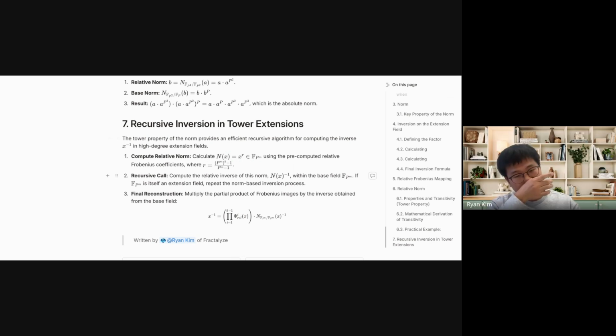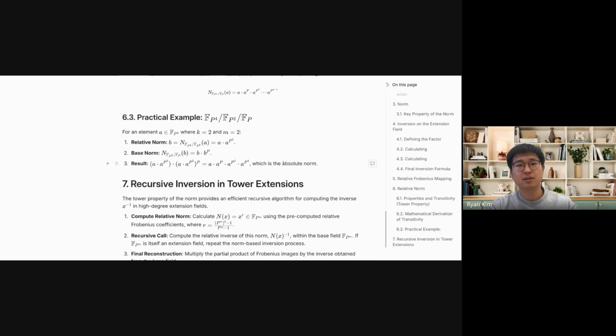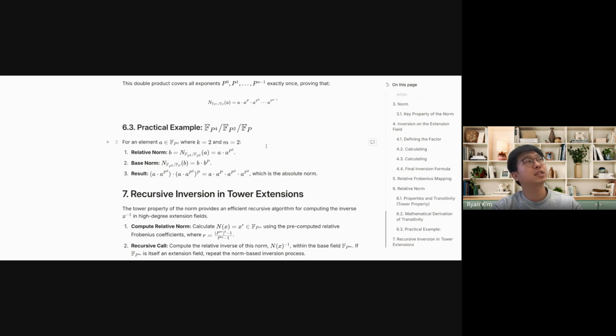Then if you fix it like that, the extended Frobenius-based inversion in the case of the Mersenne 31 quartic extension field works correctly. So yeah, the unit test passed. That's all I wanted to say in this session.